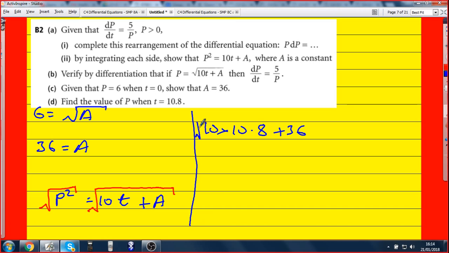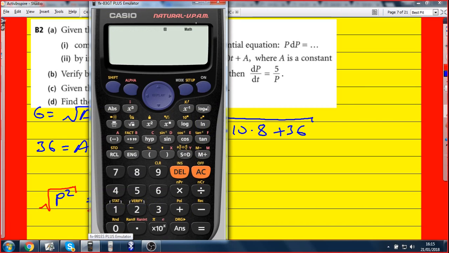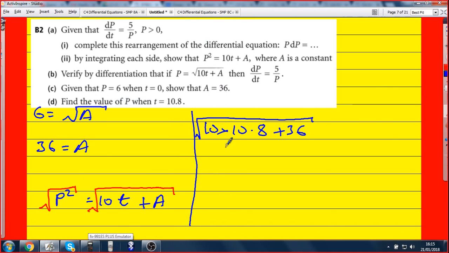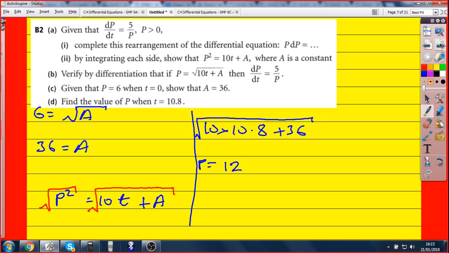And do you have a calculator? Oh, there you go. 12. Find the value of p. So p equals 12. Let's take a look.